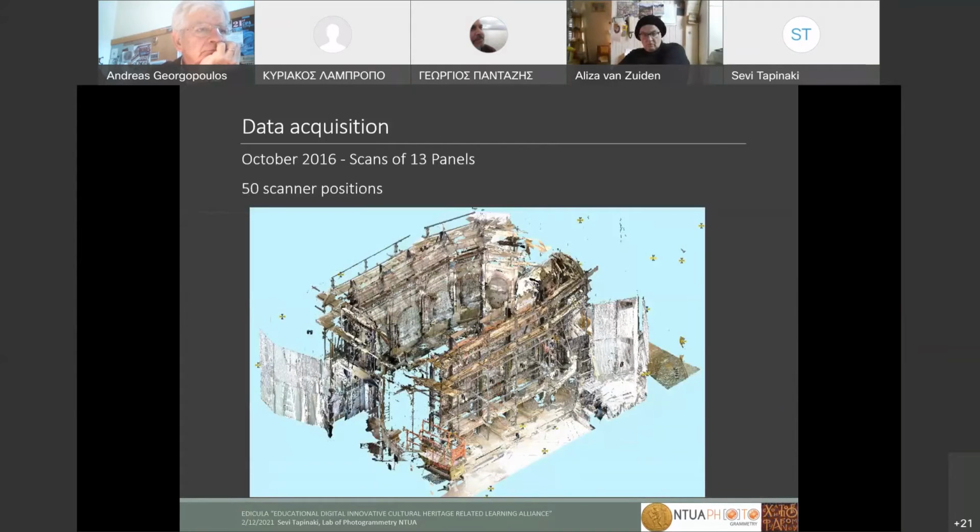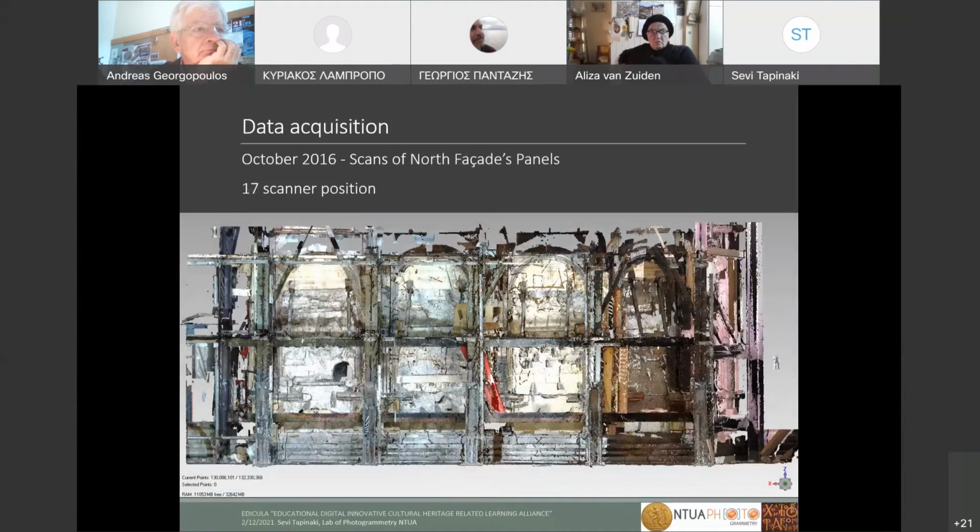Here it's not working correctly, but I will show you. The scanner was placed very close to the object, and we had to place the scanner in all these positions to have all the data that we needed. Unfortunately, the slide didn't work. Never mind. This is another view of the same scan point cloud.